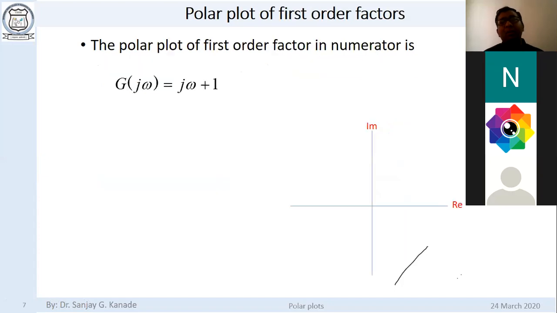Now if we have a first order factor in the numerator, like G of j omega is equal to 1 plus j omega, what will be the shape of the polar plot for this case? Can somebody guess? Is everybody able to hear me? Yes? So can anyone guess what will be the shape?